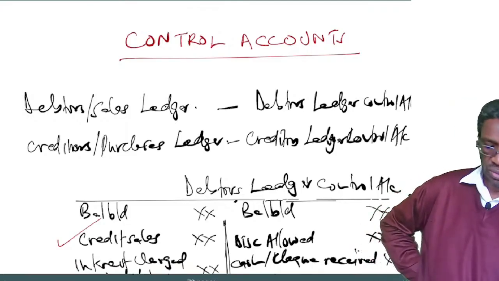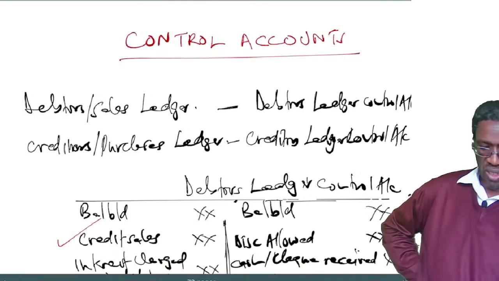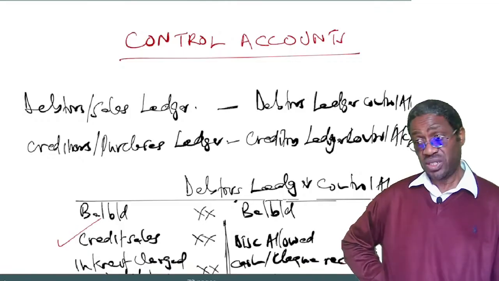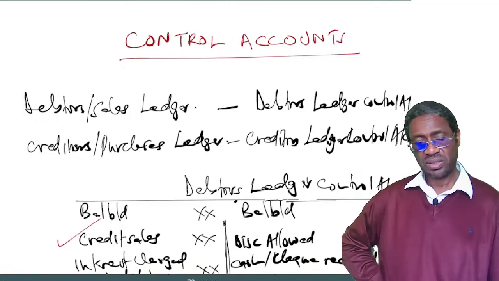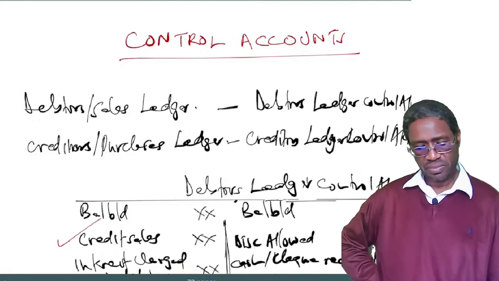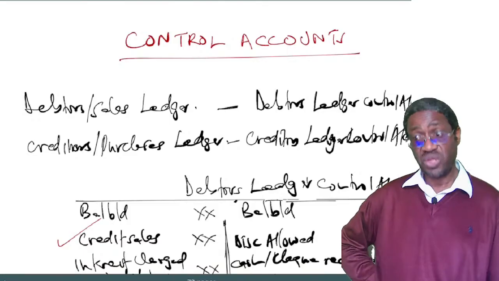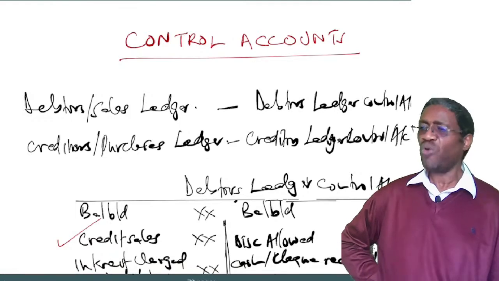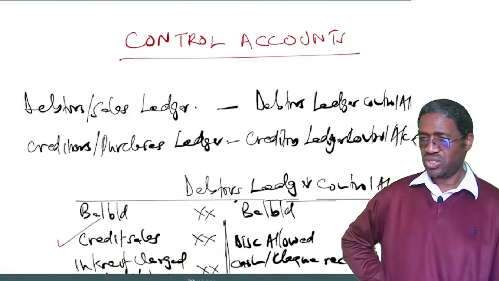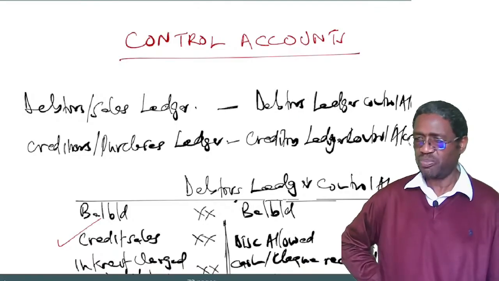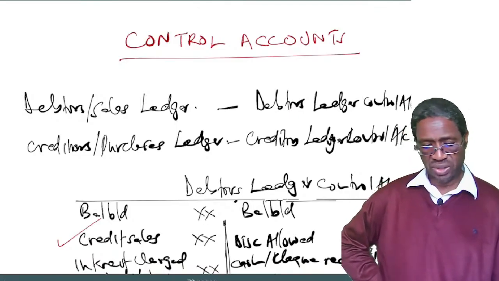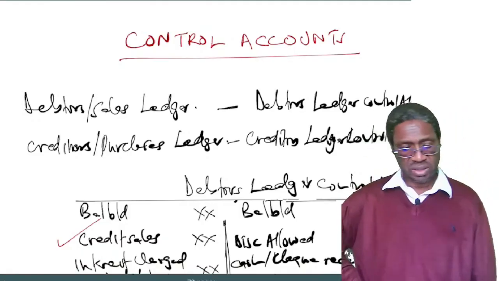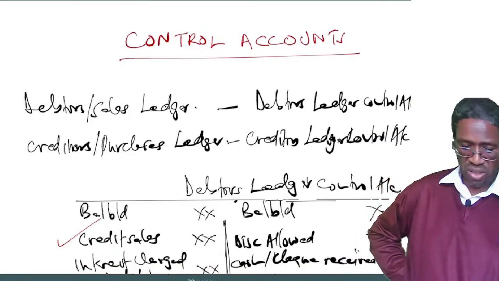And therefore, a solution to this is to come up with a type of a trial balance for each ledger.